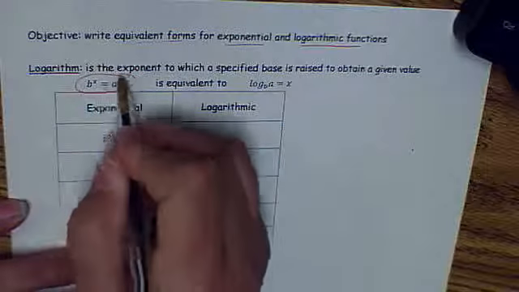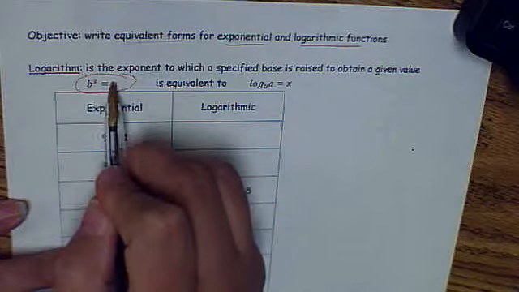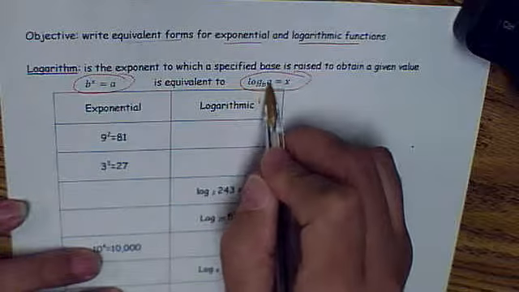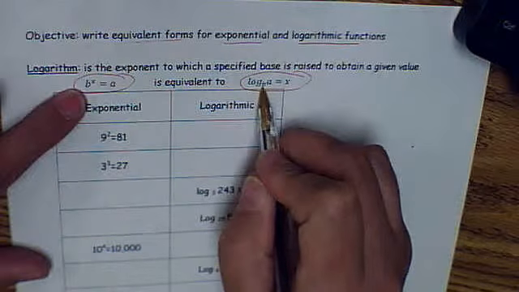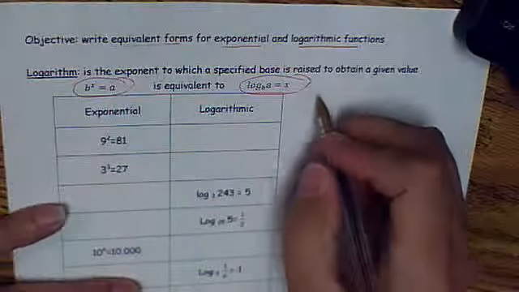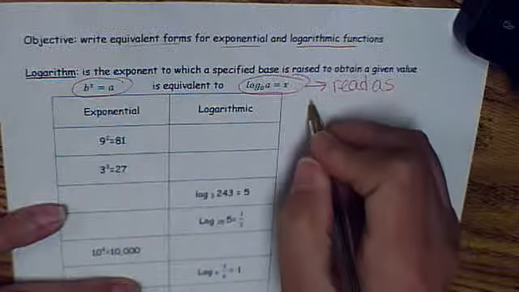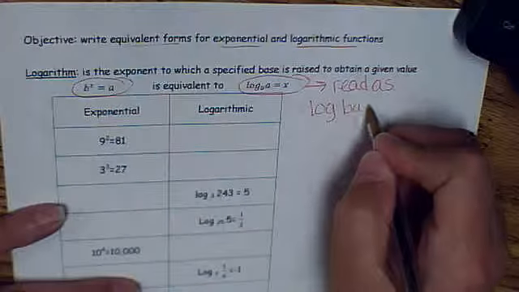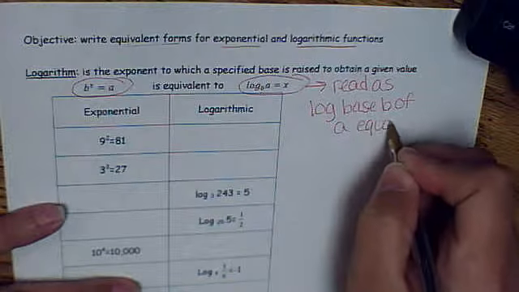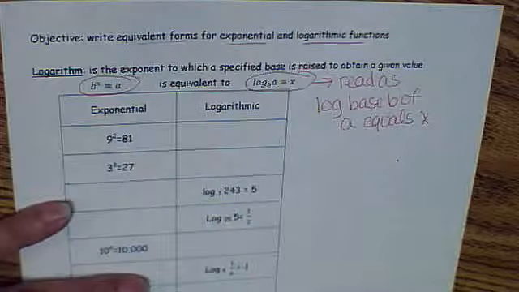In exponential form, it's written b to the x equals a. b is the base, so the base to a power equals a. In logarithmic form, it's written log base b of a equals x. The b is the base, the a is the answer, and x is the exponent. So the way this is read is log base b of a equals x.